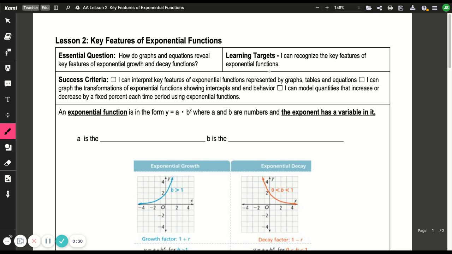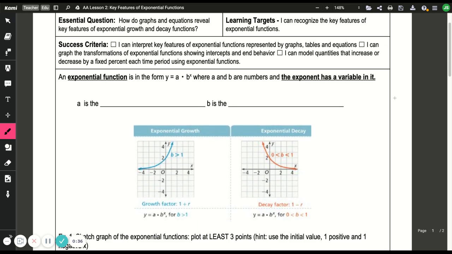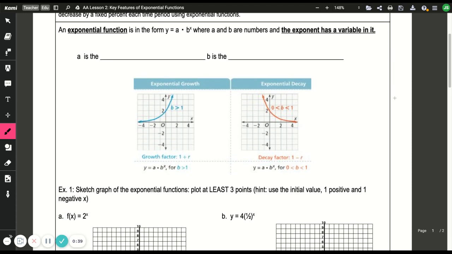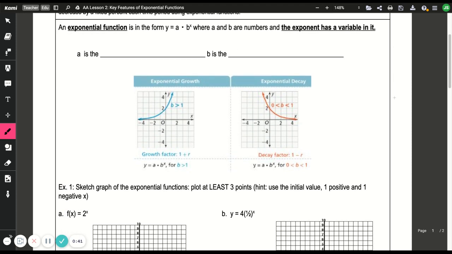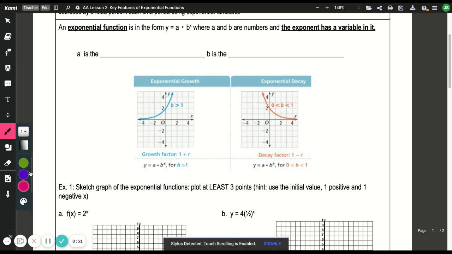So our learning targets, I can recognize key features of exponential functions. And in your activity, I actually broke that down into each of the individual key features. So a really important thing is that an exponential function does not simply have an exponent. So like x to the second, that's a quadratic. That is not an exponential function. And it's only an exponential function if the exponent is the variable. So this is the form that they are in.